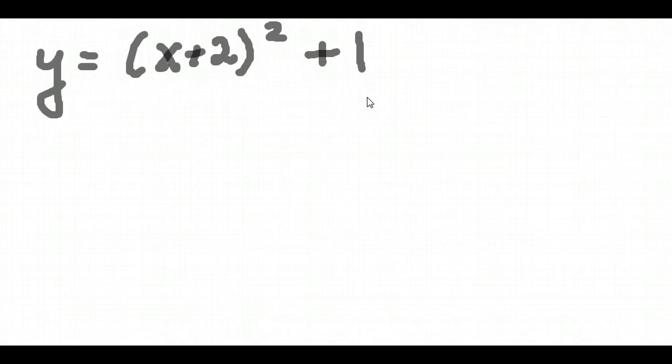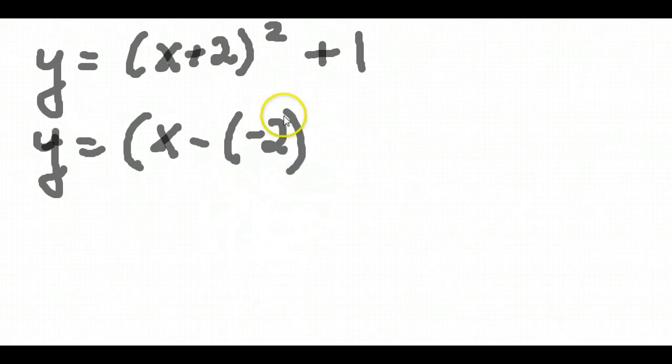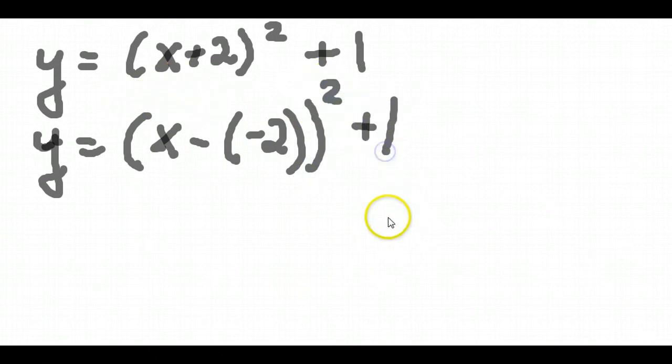So the first thing we need to do is look at this. We have y equals x plus 2, and the formula is x minus h. So we need to make that into a minus something. We'd rewrite this as y equals (x minus (minus 2)) squared plus 1, because minus a minus is a plus. But then we need to recognize that our h is actually a negative 2 and not a positive 2. Our plus 1 is in good shape because our k is a plus 1.